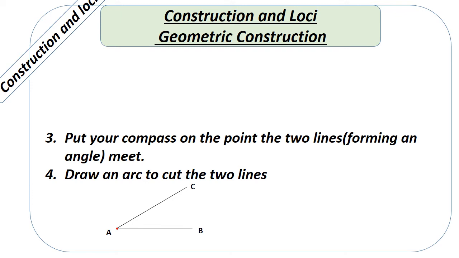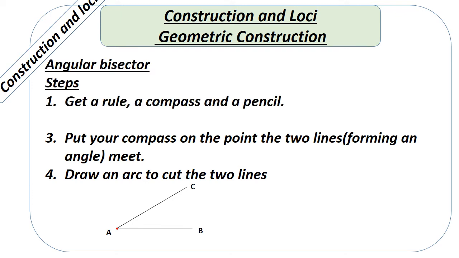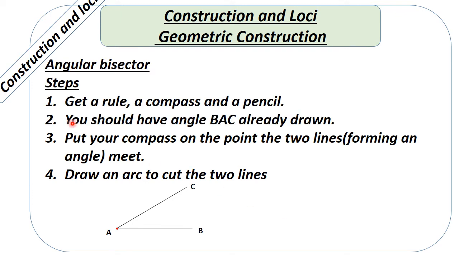So sorry, be with me on the steps. Forget about these ones which I've shown. Let me show the other steps. So these are all the steps. First you get a ruler, a compass, and a pencil as usual. You should have angle BAC already drawn. It can be a triangle, so this angle should already be there. Then put your compass on the point the 2 lines meet.